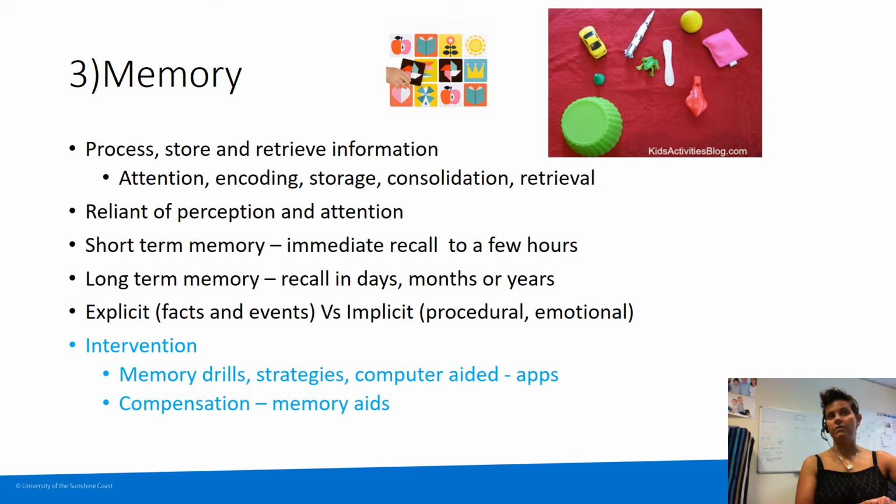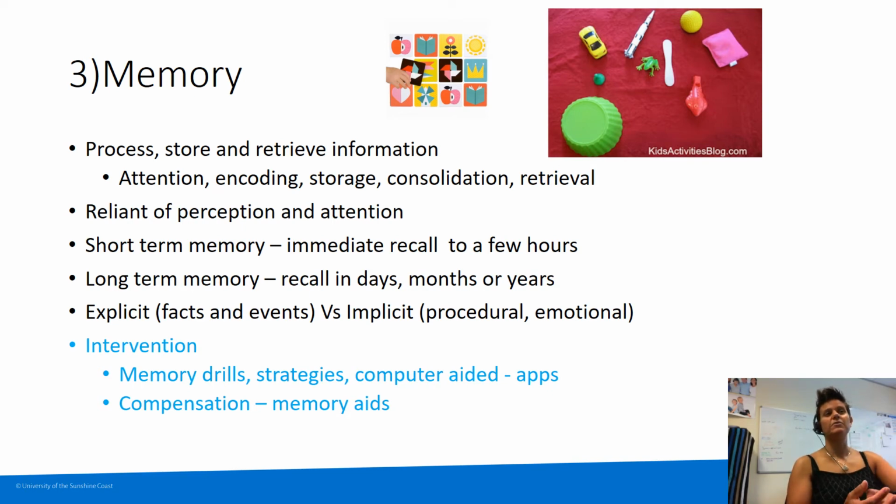And we know people who have significant new memory issues, they might have intact long-term memory but no short-term memory. There's also the explicit versus the implicit. Explicit being the facts and events, where the implicit is more the procedural and the emotional memory, and they might be different. We also need to look at types of interventions.